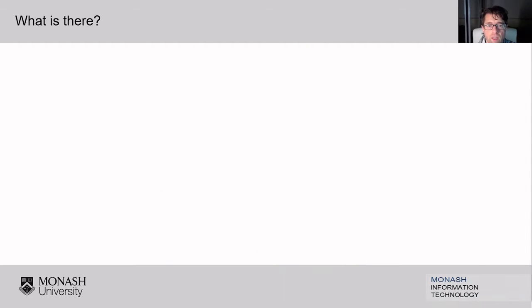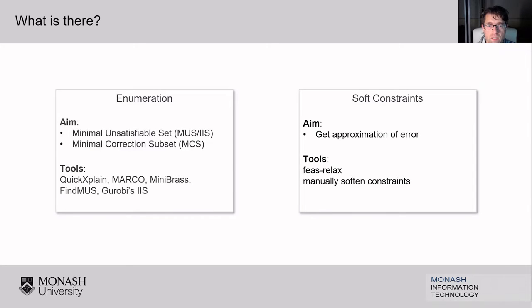Hang on, you say. There are many methods available to find conflicts in models. Yes, there are two main types of methods, enumeration and soft constraints, with a number of well-known tools. They all provide ways of reporting what constraints are conflicting with the given data. Each has advantages and disadvantages with respect to things like time and clarity.